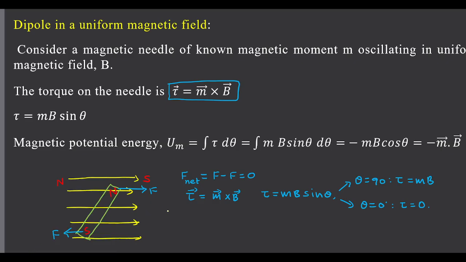Okay, so then we can derive the expression for potential energy also. The potential energy is given by U, that is equal to minus MB cos theta, that is equal to minus M dot B. Okay, M dot B. So these two are the formulae for torque acting on and potential energy of the dipole.